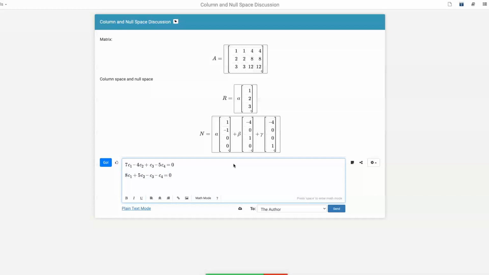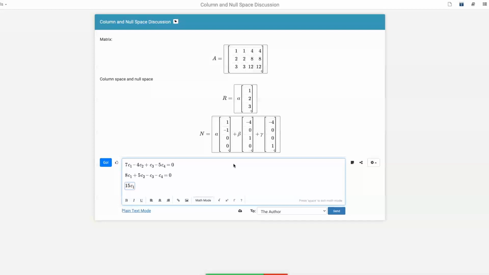Well, then, look what I can do. I can add the left sides together and the right sides together, and I would have 15C1 plus C2, none of C3, minus 6C4 equals 0. Right? Do you see what I did there? I added the linear combinations together. And what did I get? Because of the 0 on the right-hand side, I got another non-trivial linear combination that equals 0.